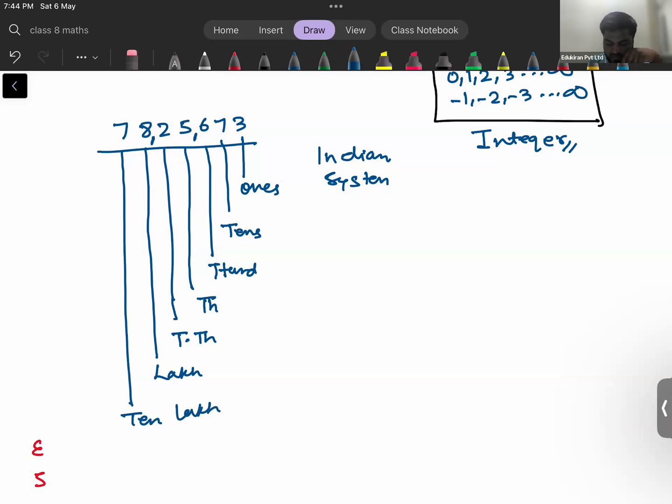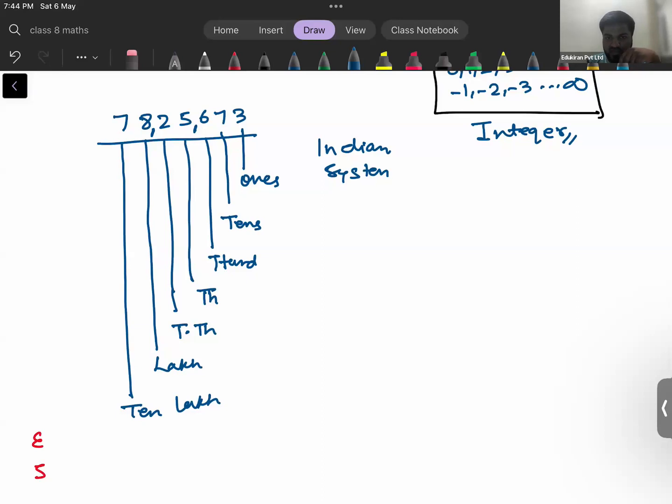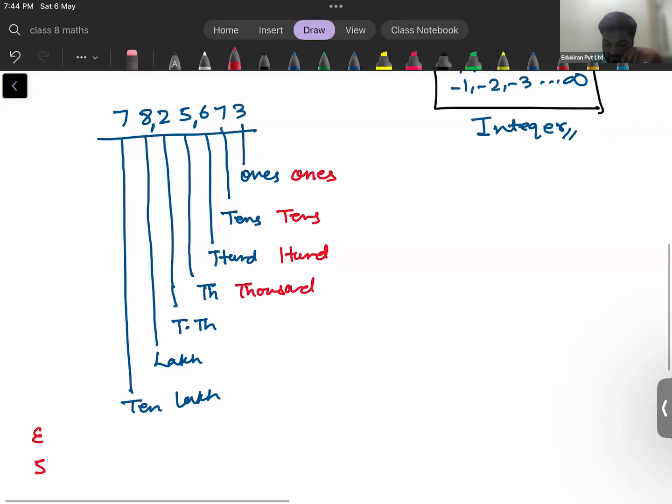So it will be 78 lakh 25,673, right? If you were to name the same value as per the international system, what would you say? 3 is going to be at the ones position. 7 is again going to be at the tens position. 6 at the hundreds position, right? 5 is at the 1,000 position here, and 2 is at the 10,000 position.